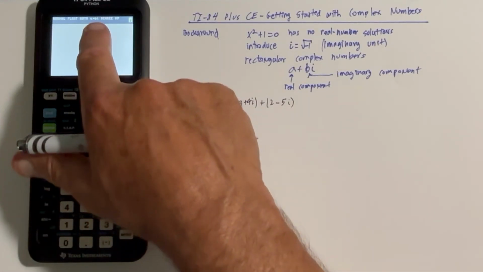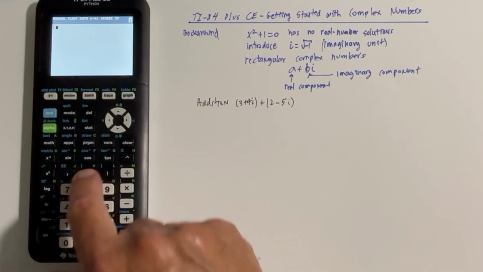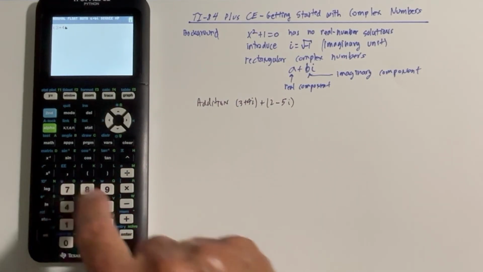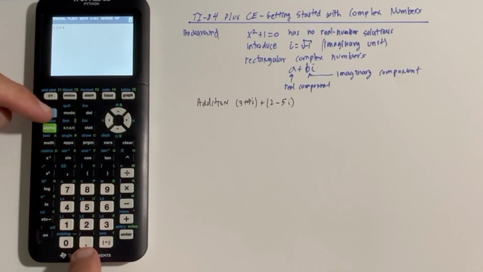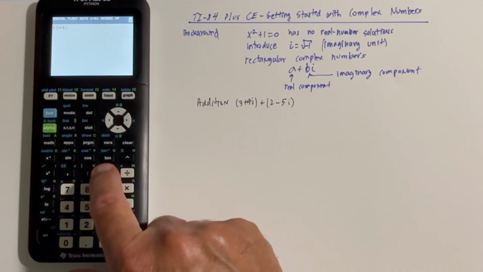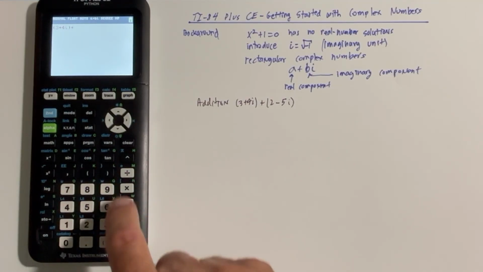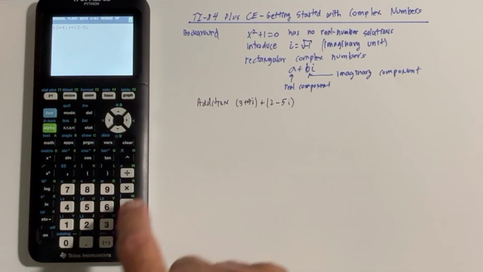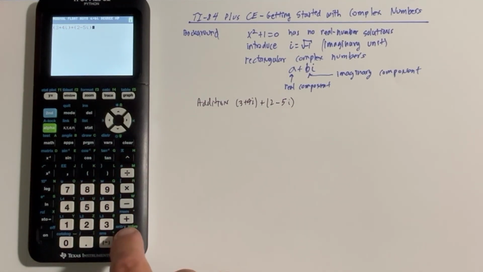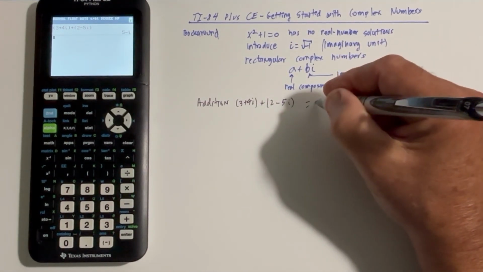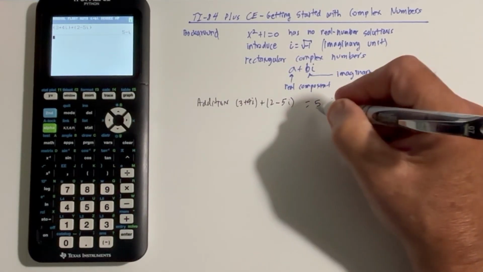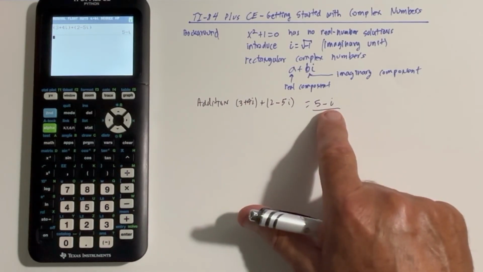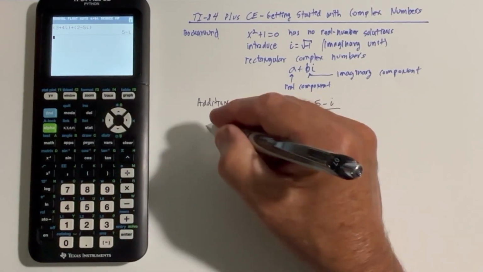So first of all, we're in the a plus bi, we're in the complex mode. So let's do 3 plus 4. Now, if we want to find the i, it's right down here at the bottom. Second i, close the parenthesis, and then we want to do a plus 2 minus 5, second i, close the parenthesis, hit enter, and that is going to be equal to 5 minus i. So there's our answer. And if we add these together, that's 5, and 4 minus 1 is minus i. So that makes sense.